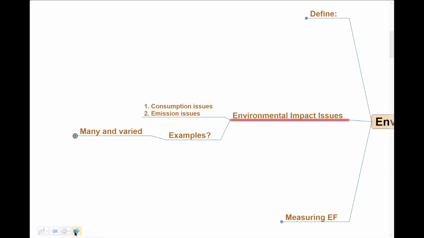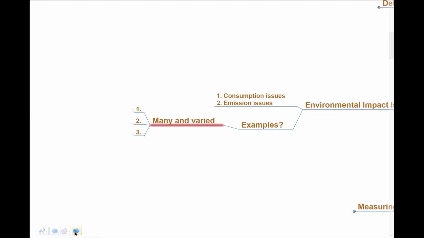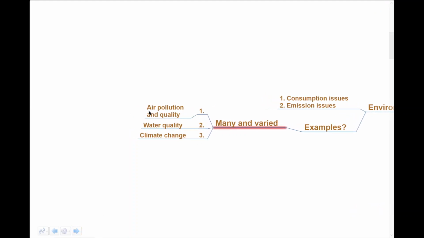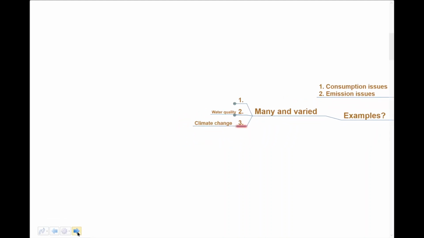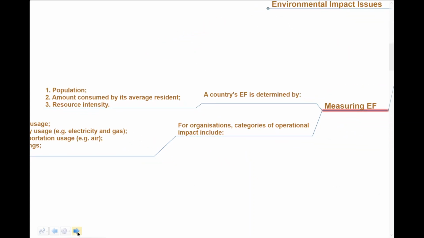Now, in terms of examples of areas of concern, certainly air pollution and air quality. We see that as an ongoing problem in many areas of the world. Certainly water quality, and I guess the big one, perhaps most prevalent, most talked about these days, is climate change. So a variety of different impacts in terms of EF, that's for sure. So how do we measure this?